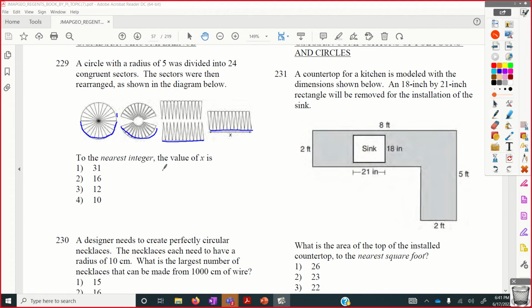But in this case, we just want to take the circumference, which is 2 pi r, and divide it by 2, because it's half of the circle. So 2 pi, and it says r was 5. So we get 10 pi, right? 3.141 times 10 is going to be 31.41 and change. So choice 1 is our answer.